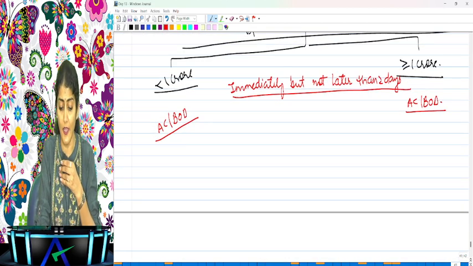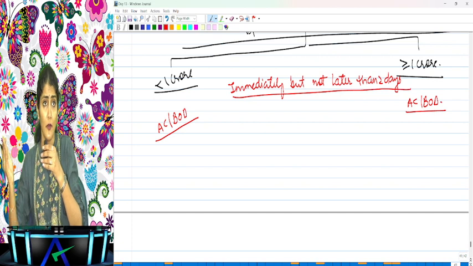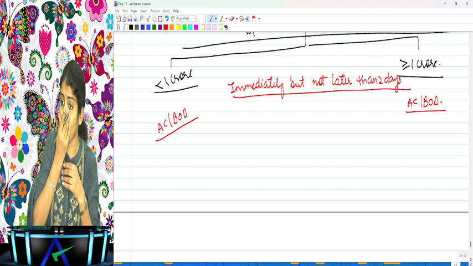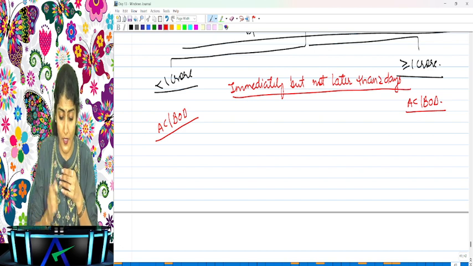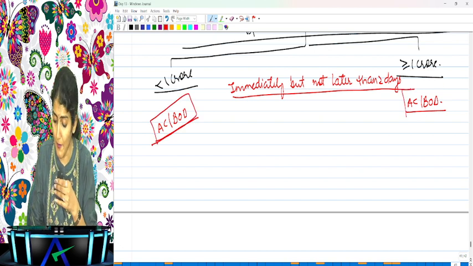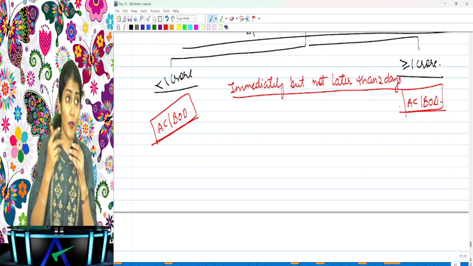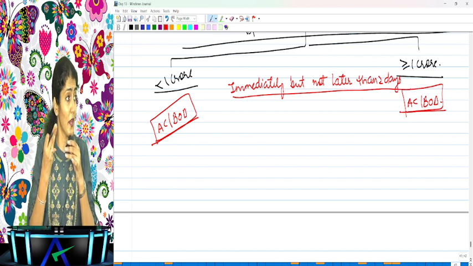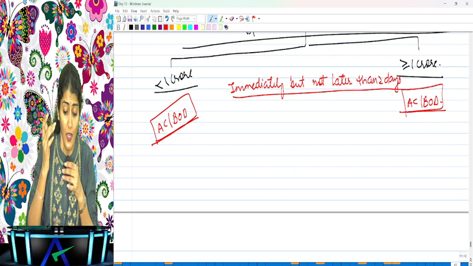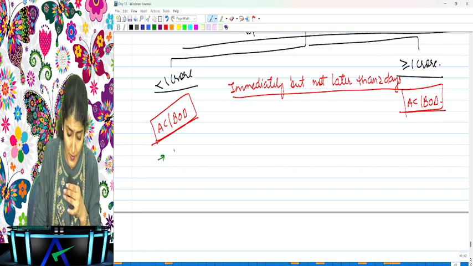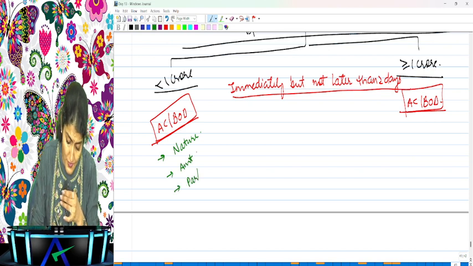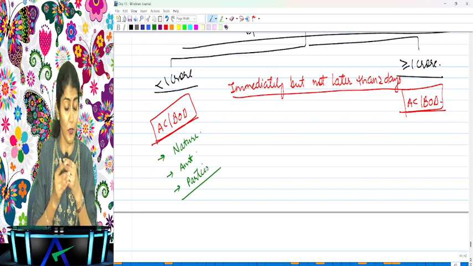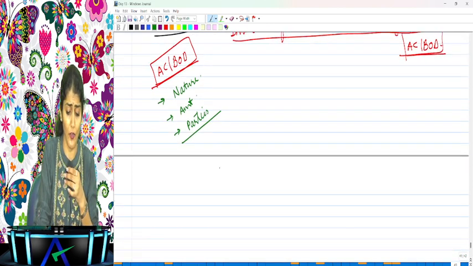So, less than 1 crore or more than or equal to 1 crore, in both cases, what is the first thing to be done? Immediately but not later than 2 days, the auditor will report the fraud to the audit committee or board of directors as the case may be, because every company is not required to constitute an audit committee. What will you report? The nature of the fraud, the amount which has been involved, and also the parties which have been involved in the fraud.